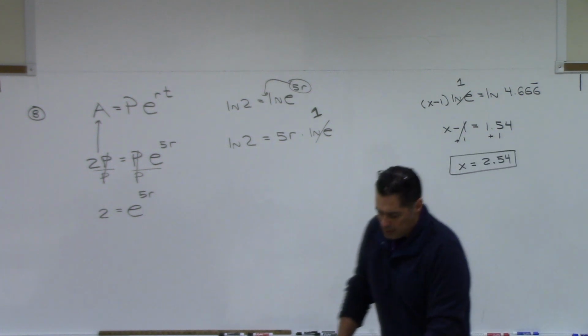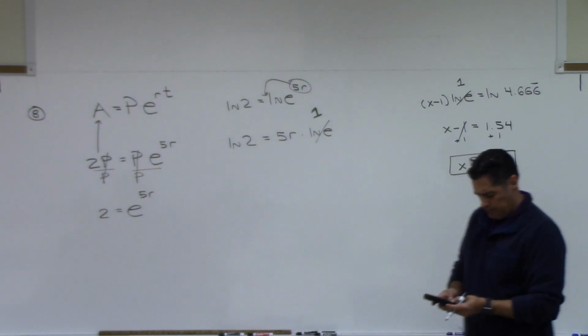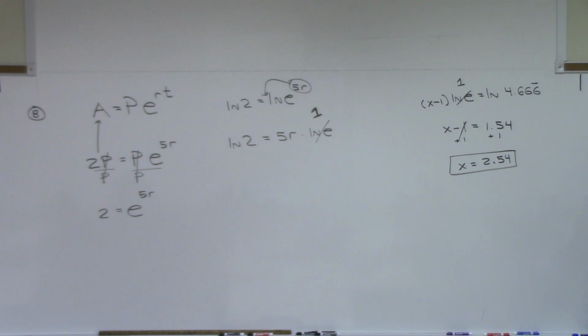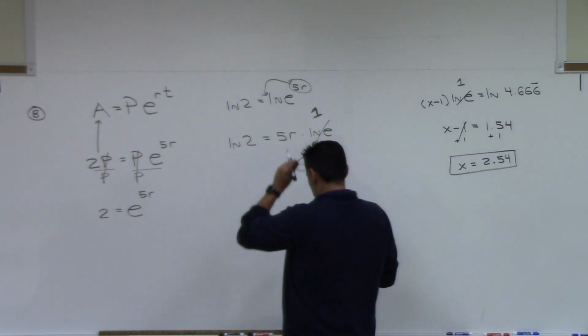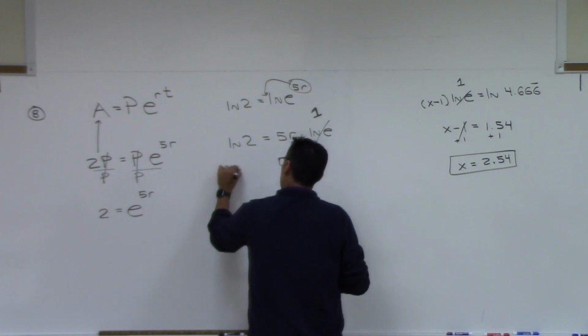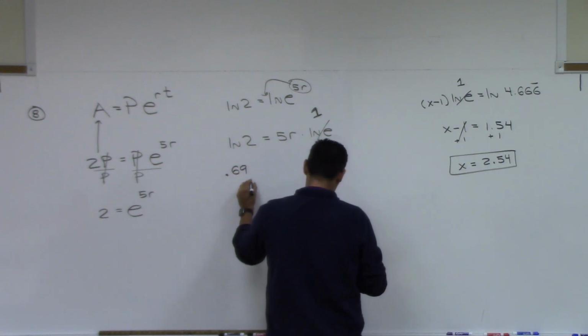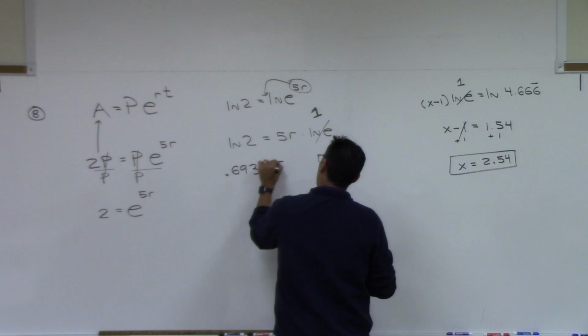So let me get on my calculator. I'm doing natural log of 2. Point 693 equals 5r.